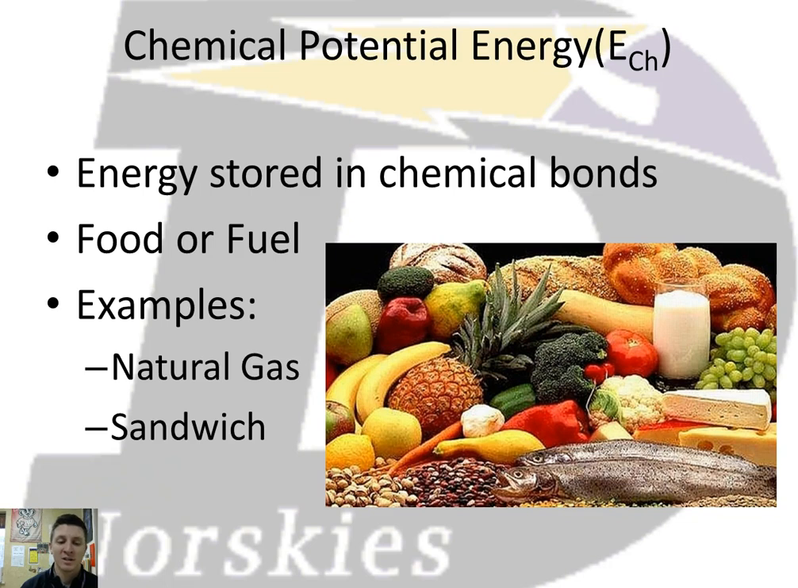Examples of this, like I said, food, a sandwich would be an example. Also natural gas. If you think about ways that we heat our homes, you have a furnace that burns natural gas. That's going to give off heat and energy that's going to help you heat your home. You think about gas that goes into your car. That would be an example of chemical potential energy because the engine burns it and transfers that energy into something else. So that would be chemical potential energy.